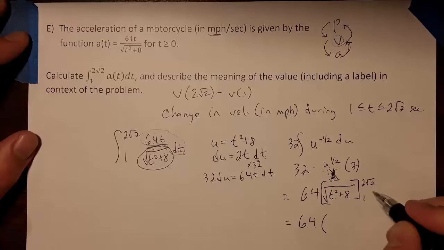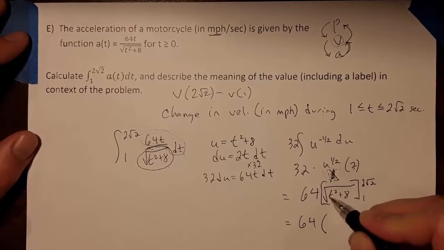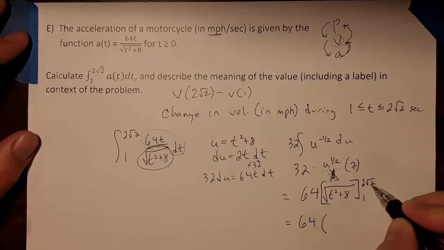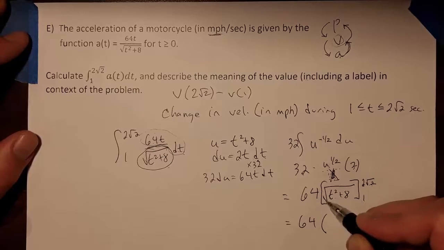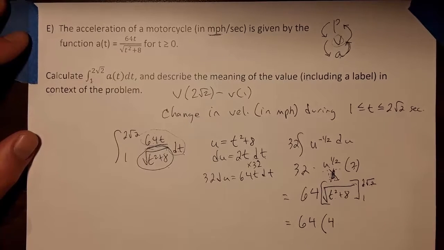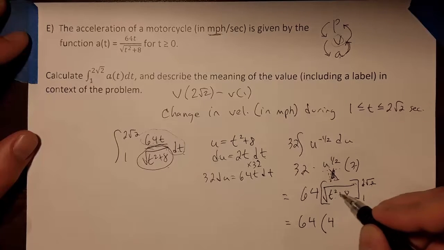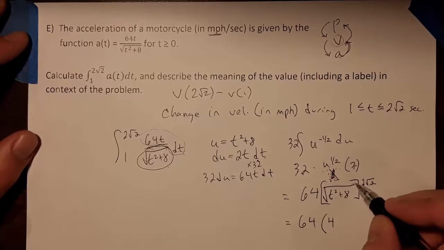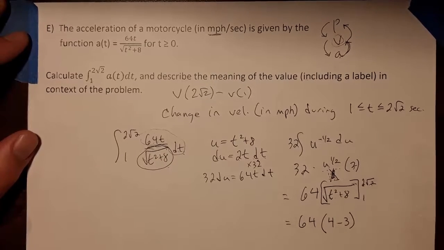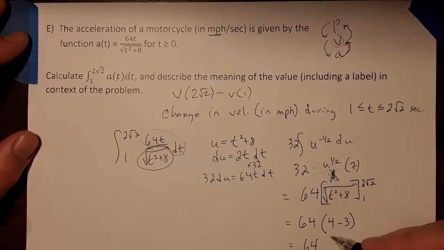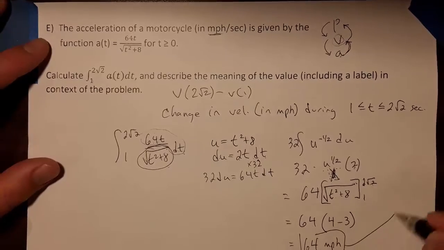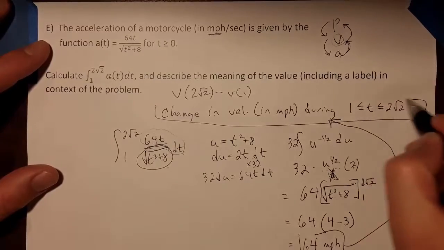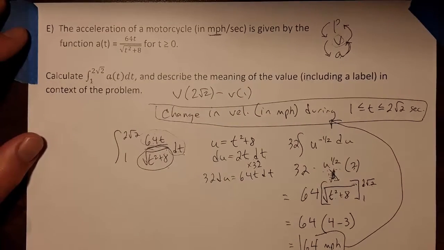Plugging in my upper limit, so squaring 2 gives me 4, squaring the square root gives me 2, 4 times 2 is 8, plus 8 is 16, and the square root of that is 4. Plugging in 1 for t gives me literally 1 plus 8, which is 9. It's inside a square root, so square root of 9 is 3. So 64 times 1 is 64 miles per hour, and that is our change in the velocity during that time interval.